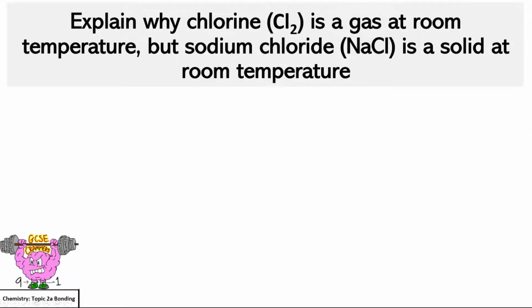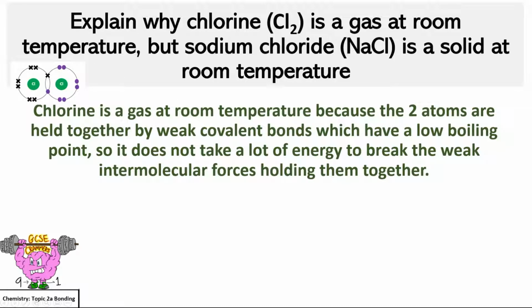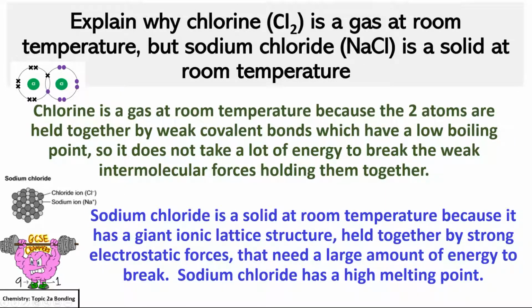Explain why chlorine Cl2 is a gas at room temperature, but sodium chloride NaCl is a solid at room temperature. Chlorine is a gas at room temperature because the 2 atoms are held together by weak covalent bonds which have a low boiling point, so it does not take a lot of energy to break the weak intermolecular forces holding them together. Sodium chloride is a solid at room temperature because it has a giant ionic lattice structure, held together by strong electrostatic forces that need a large amount of energy to break. Sodium chloride has a high melting point.